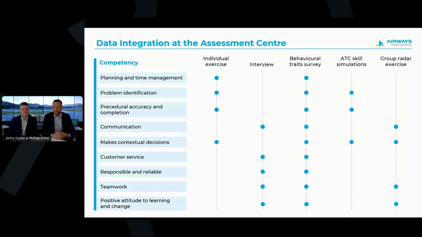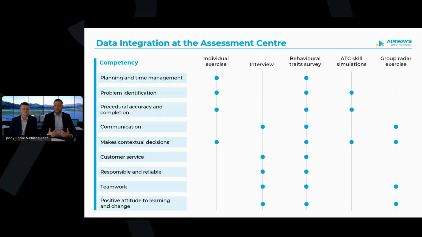So the screenshots there show you the exercises we're using. This slide is quite full, with a lot of information on it, but it hopefully shows you the sum and amount of data we are gathering throughout the process, particularly during the assessment center. We are looking for 9 specific competencies: planning and time management, problem identification, procedural accuracy and completion, communication, making contextual decisions, customer service, responsible and reliable, teamwork, and having a positive attitude to learning and change. Some of these competencies are important for the career, and some are important to being a good trainee.